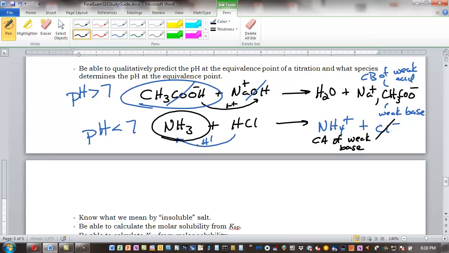Here's your weak base right there. And so the conjugate acid of a weak base is what? It is a weak acid. So it will be acidic, pH less than 7.